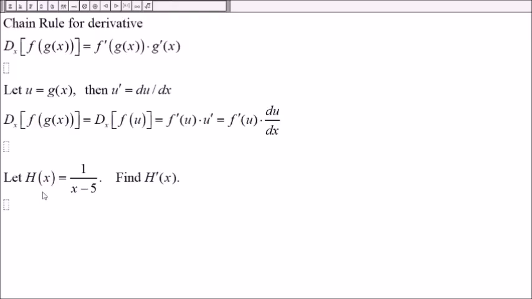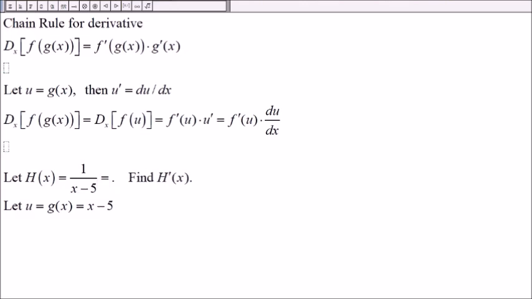Here we have the function h of x equal to 1 divided by x minus pi, and we want to find the derivative here using the chain rule. So first, let u be g of x, the x minus pi.